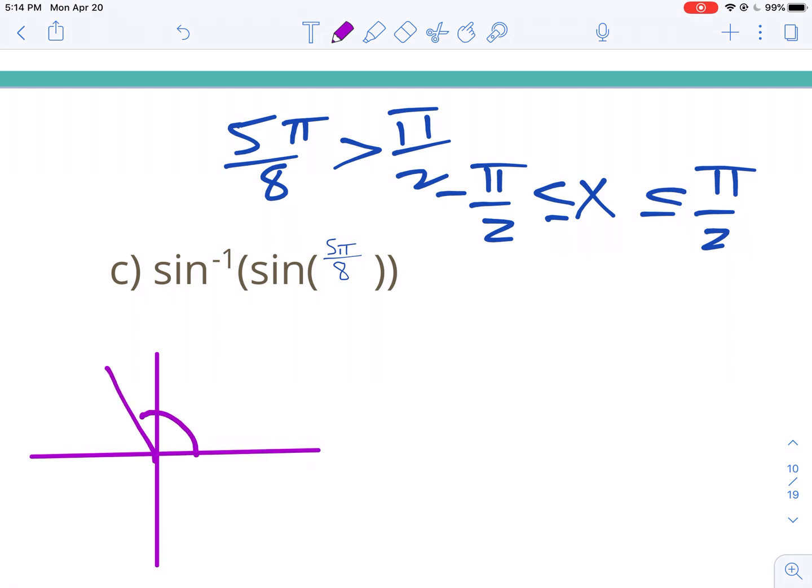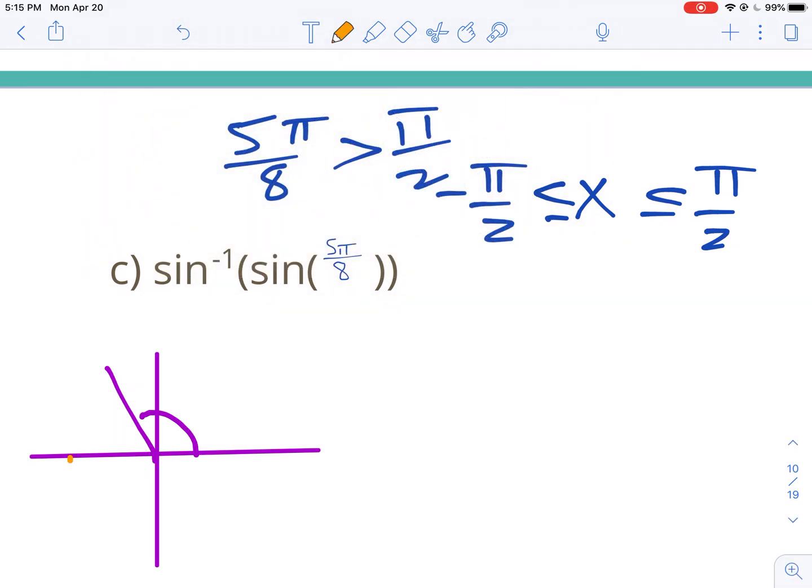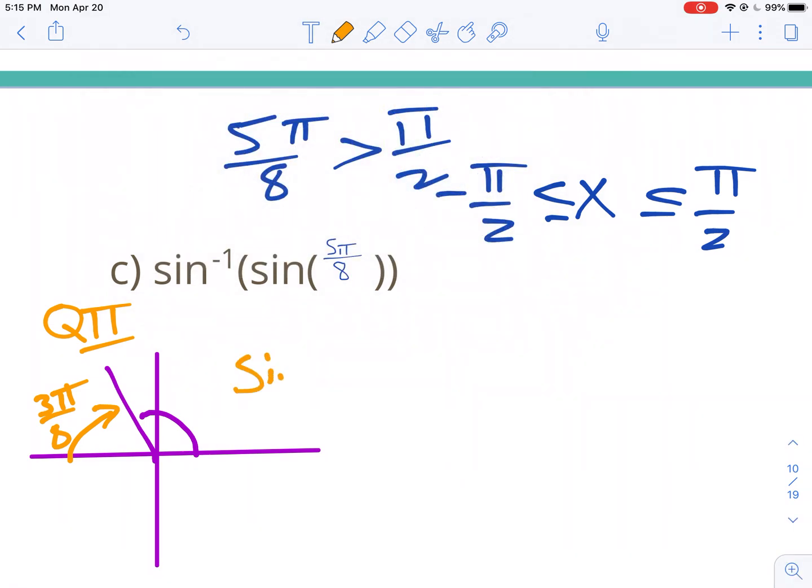This is the angle 5 pi over 8. It ends in quadrant 2. We should be able to see this because it's less than pi, but it's greater than pi over 2. Now what I say to myself is, oh, this is 3 pi over 8 from the x-axis, and it's occurring in quadrant 2. In quadrant 2, sine is positive.